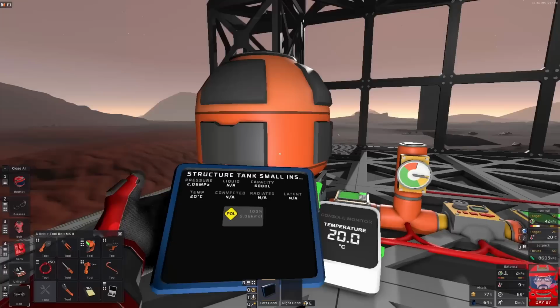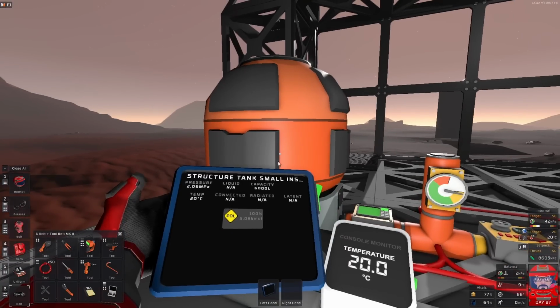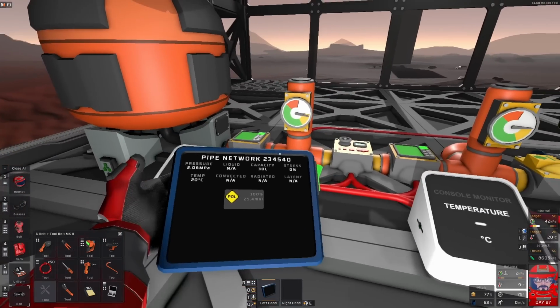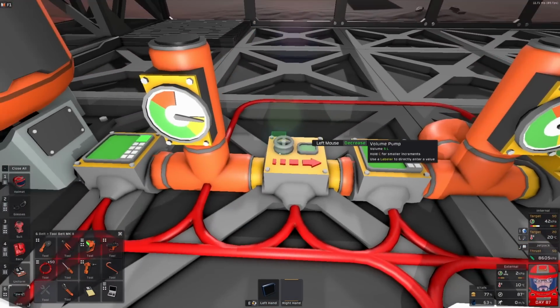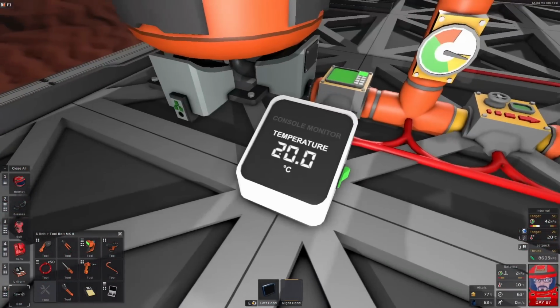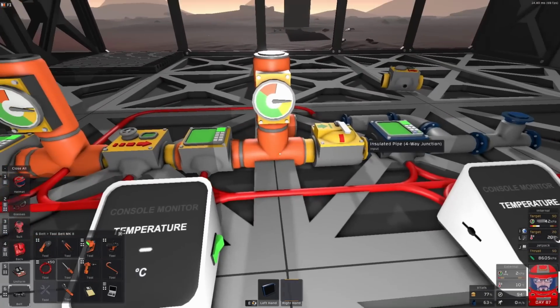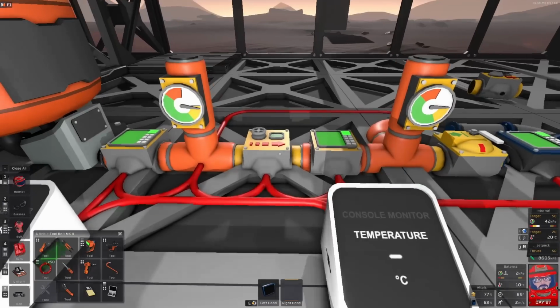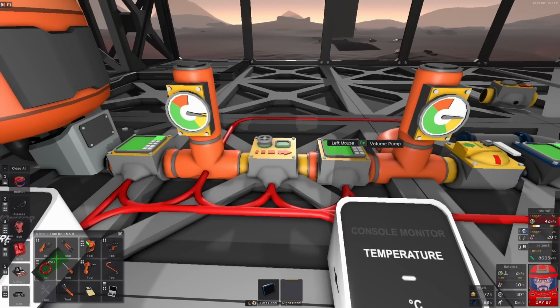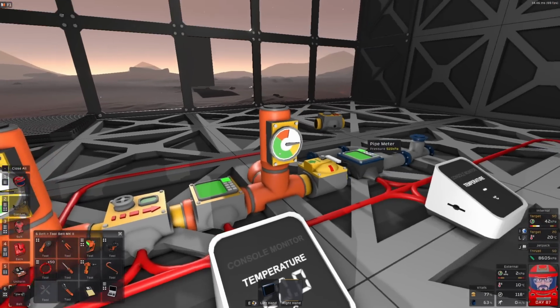So it is doing that, as we can see there. It's just a gas. There is no liquid. There are no condensation symbols happening. It is just a gas. However, if we compress it, so I've got a little volume pump here. You can see that is set at 20 degrees. This pipe here is empty. I have a little volume pump there, so we shall compress into there.